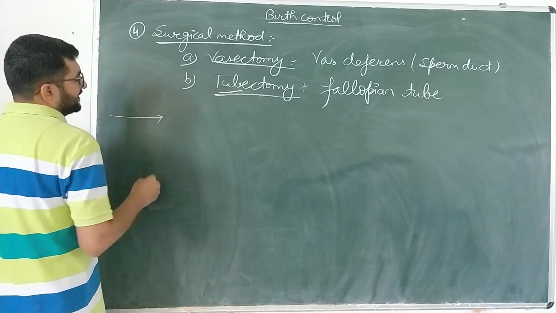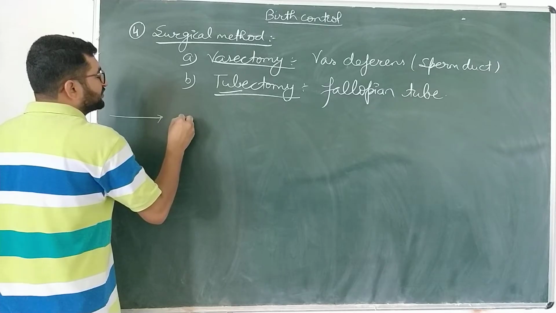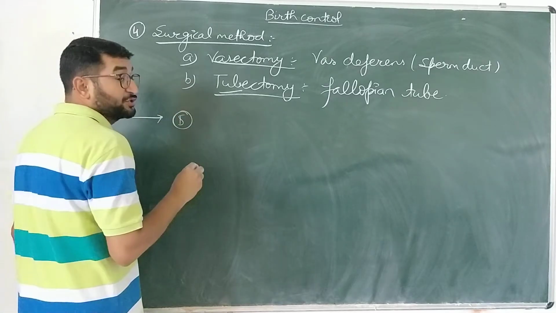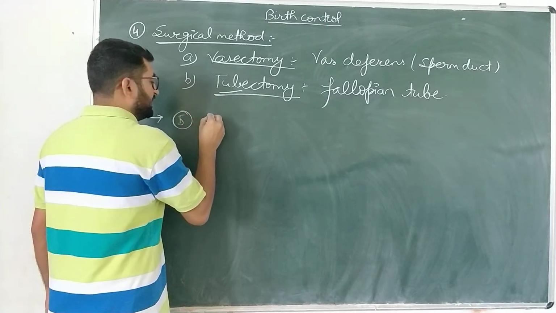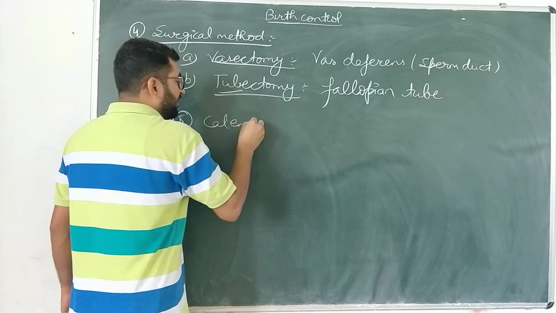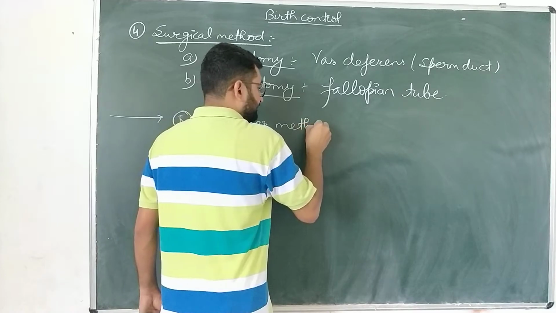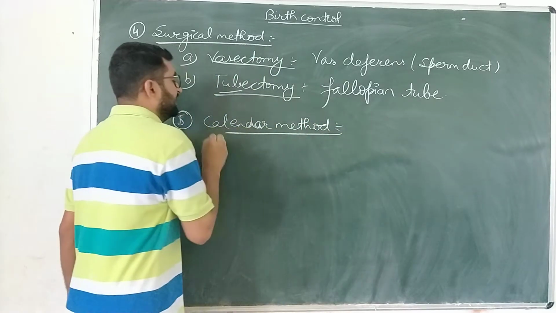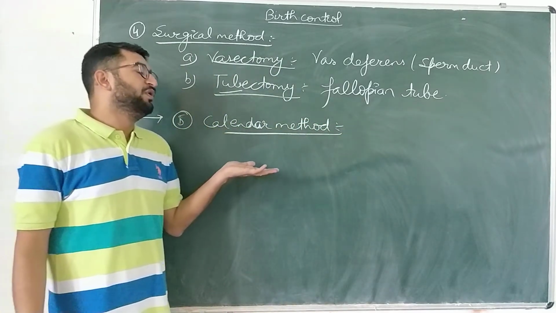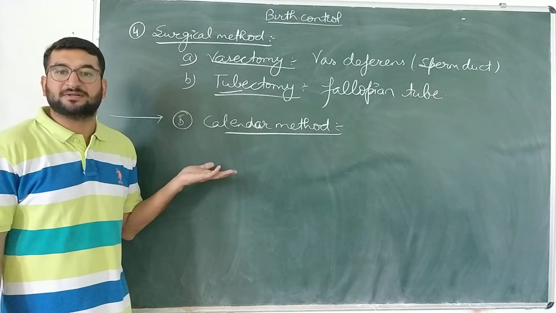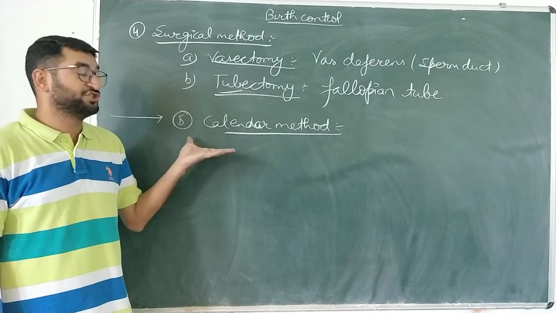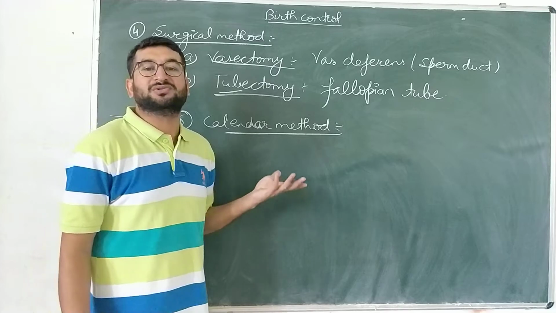Next, there are some temporary methods as well. The first one is the calendar method or rhythmic method. In this, a male and female will be well aware of their menstruation period. A female is well aware of her menstruation period and her partner also.